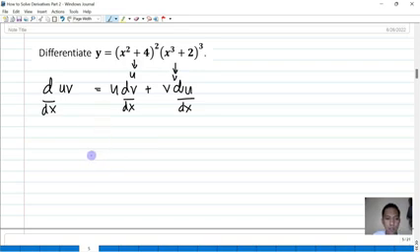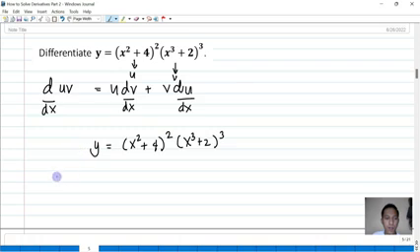Okay, so basically we have here y is equal to, so let's copy it, guys. We have here y is equal to (x squared plus 4) squared times the quantity (x cubed plus 2) cubed. So we have here y prime is equal to, so copy the second expression. We have here (x cubed plus 2) cubed.